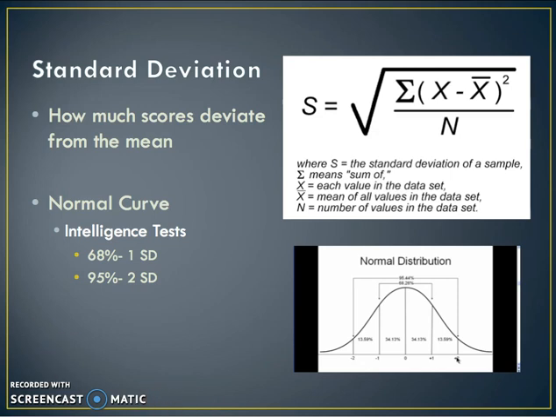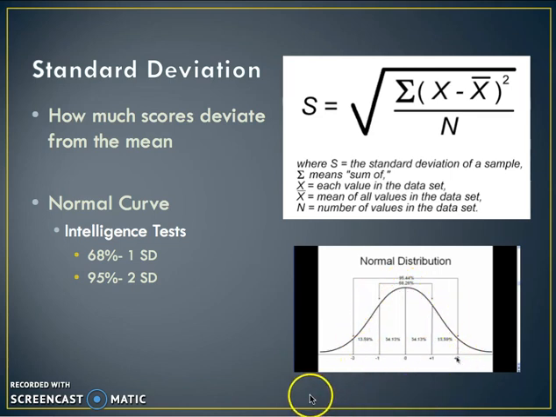This picture down here at the bottom is a picture of the normal distribution. We'll look at this especially when we get to intelligence testing, but this is what's called a bell curve. Your average score is going to be a 0. From there, one standard deviation is going to be 34% in either direction. So 68% are going to be within one standard deviation of the mean, and 95% are going to be within 2 standard deviations.